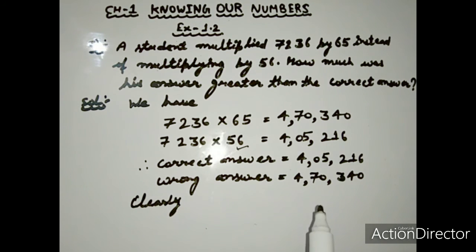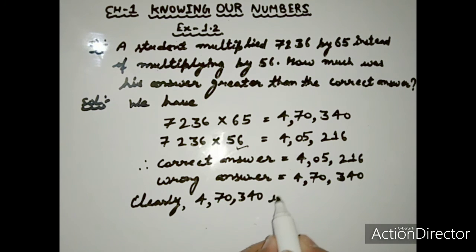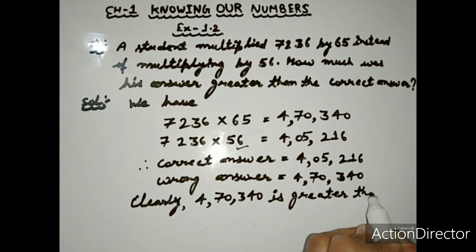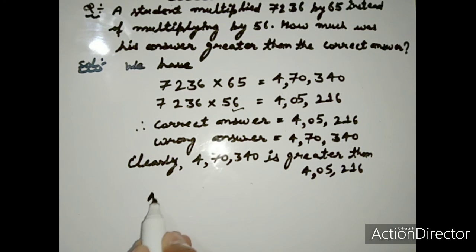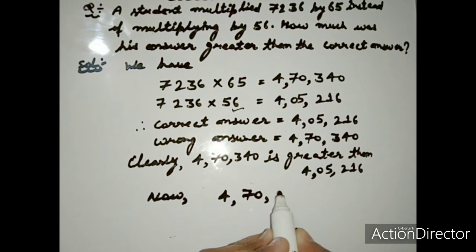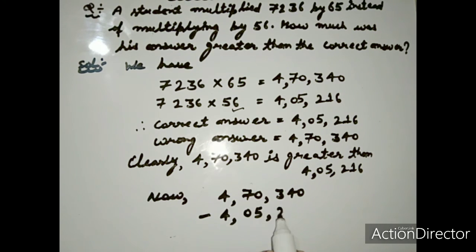Now here we easily say that the wrong answer is greater as compared to correct answer. So here we write clearly 4,70,340 is greater than 4,05,216. So now here we subtract 4,70,340 and 4,05,216.